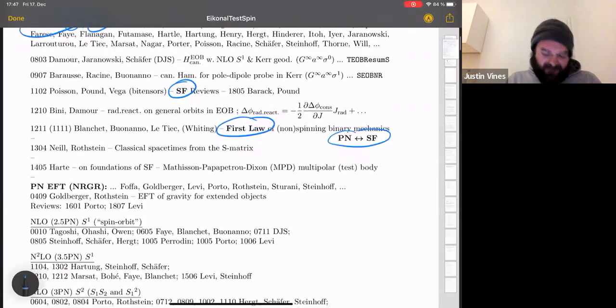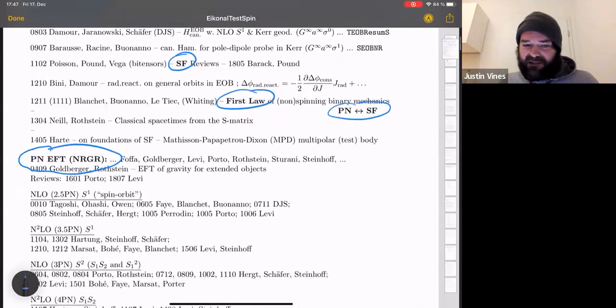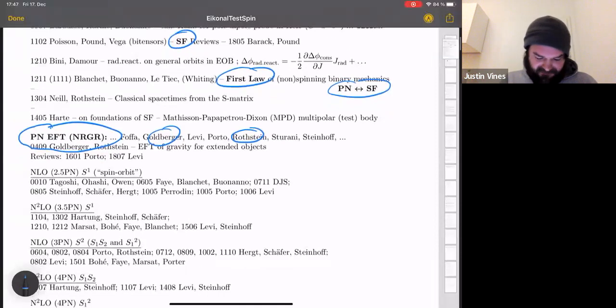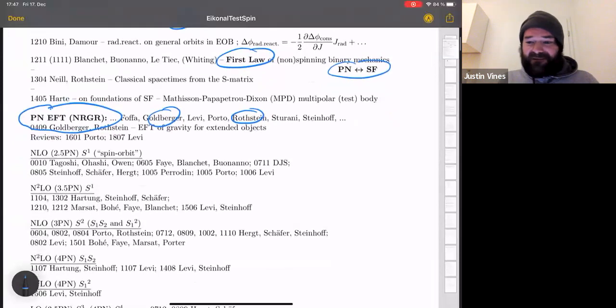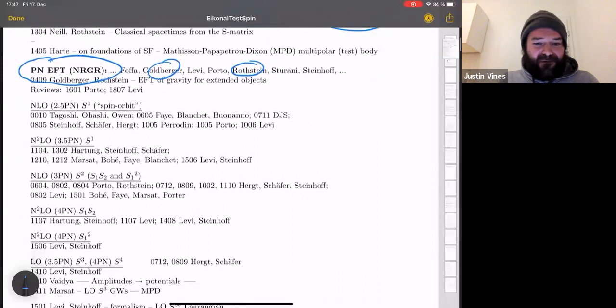PN, in the effective field theory approach to post-Newtonian gravity or non-relativistic general relativity, pioneered by Goldberger and Rothstein, and many collaborators and others have picked this up. And again, if someone is upset about not being mentioned here, I apologize, and I'll be happy to add you if you let me know.